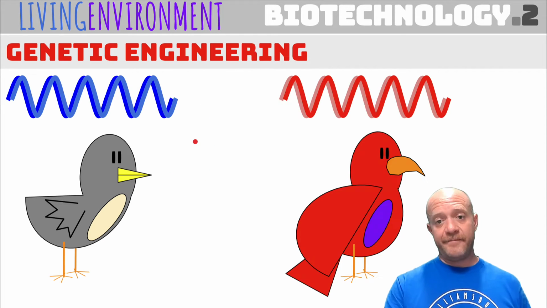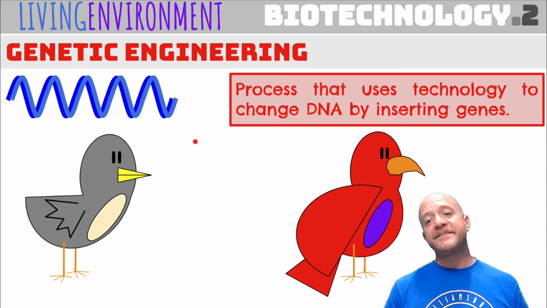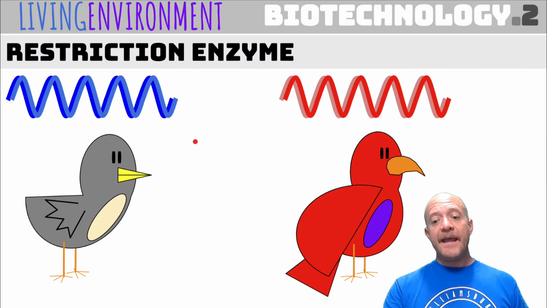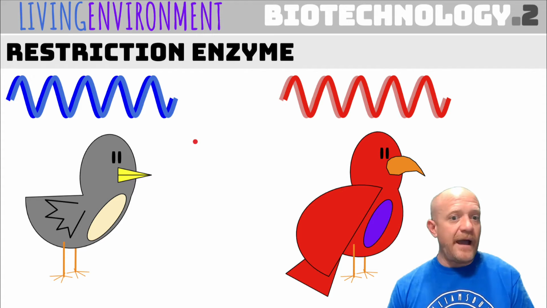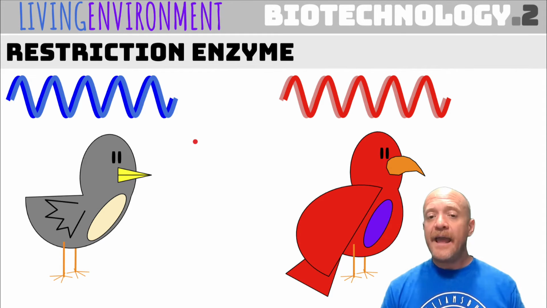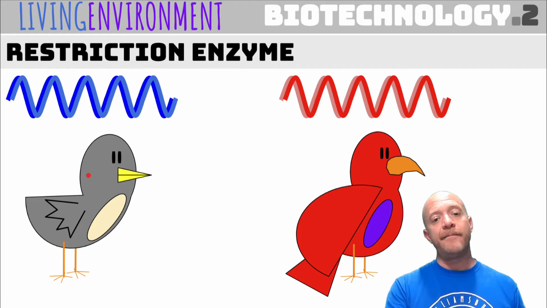So genetic engineering is a process that uses technology to change DNA by inserting genes. In this example, I don't want a boring gray colored bird. Maybe I want something that's a little bit more extravagant, like the beautiful red colors that parrots have. I might want to take that gene for the red feathers and put it into the pigeon. Now, this is a step-by-step process, and the first thing we'll do is use a restriction enzyme.